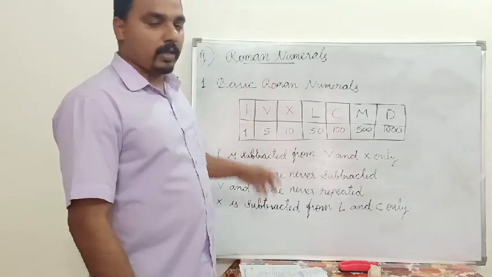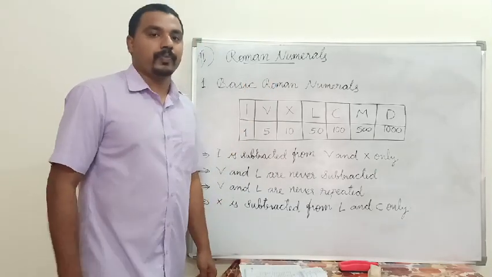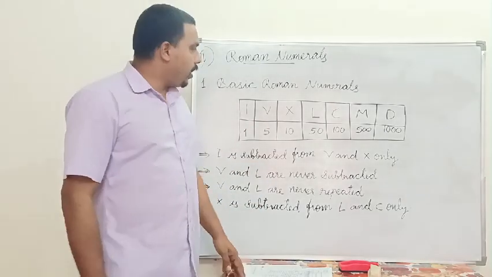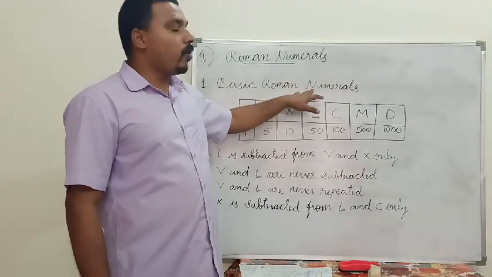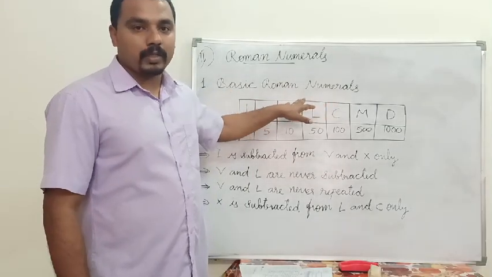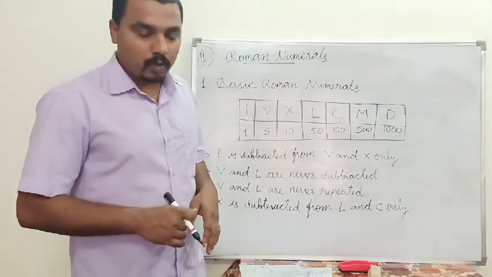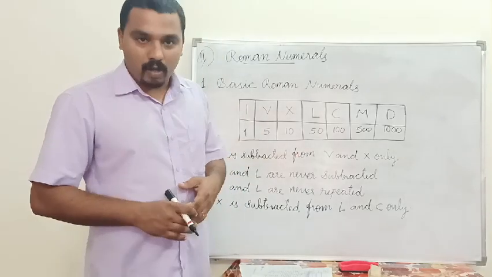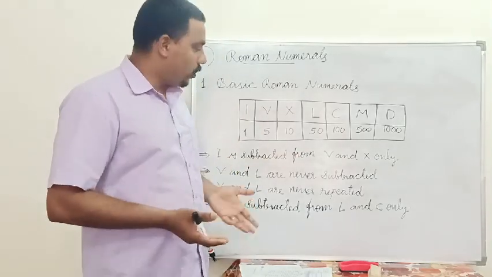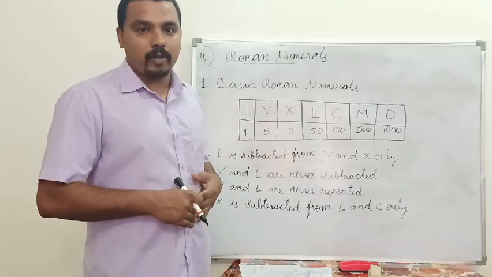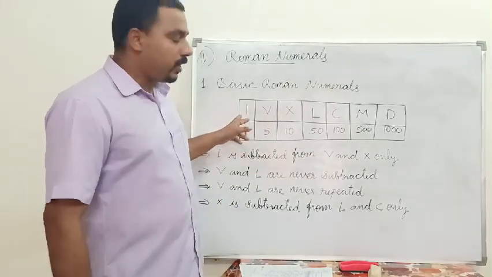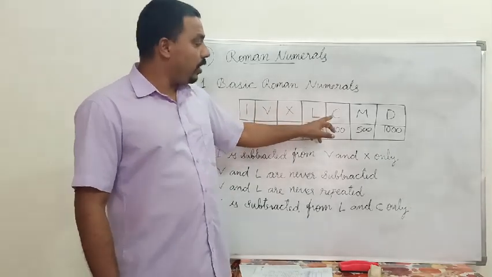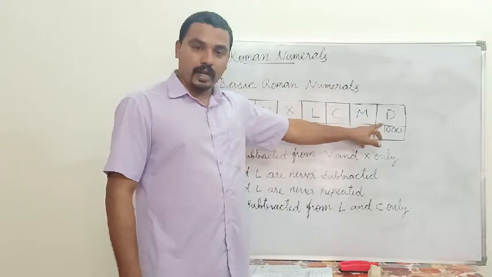Next is Roman numerals. It is familiar to you, as in the last class you also learned the Roman numerals. We know the basic Roman numerals. There are 7 basic Roman numerals. All the addition and subtraction facts are based on these 7 Roman numerals. We can make any number with these 7 basic Roman numerals, which have the values 1, 5, 10, 50, 100, 500 and 1000.